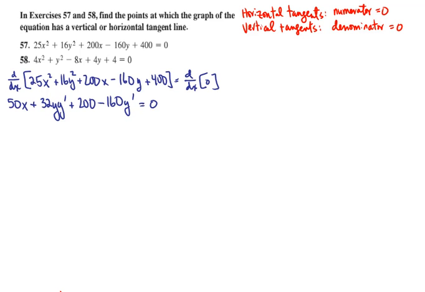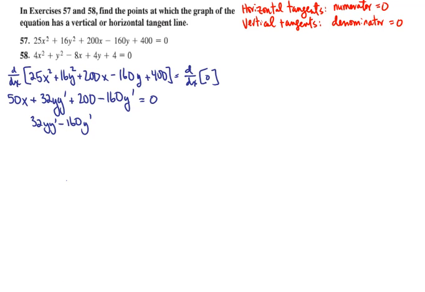Next, we want to collect the y prime terms on the left side. So we'll have 32y, y prime minus 160y prime. Then we'll move over to the right side negative 50x minus 200x. Factor out the y prime, divide by 32y minus 160. We end up with y prime is equal to, that 200 should just be 200 and not 200x. So on the right side we have negative 50x minus 200, and then I factor out a negative 1 and I get negative quantity 50x plus 200 divided by 32y minus 160.